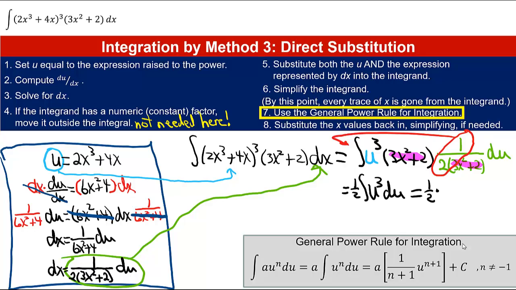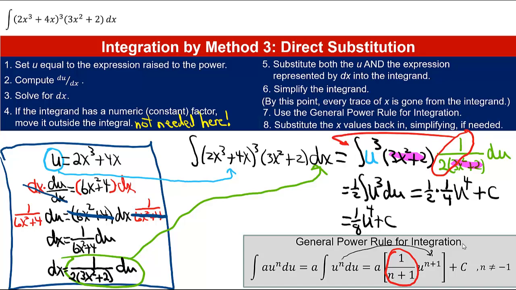The general power rule for integration says if we want to integrate u to a power, we integrate by increasing the power of u by 1 so that u to the third becomes u to the fourth, but we also multiply by 1 over that new power. So we do multiply by 1 over 4. And of course, every indefinite integral has a plus c. We can sort of wrap up the simplification now by multiplying a half times a fourth and getting an eighth.